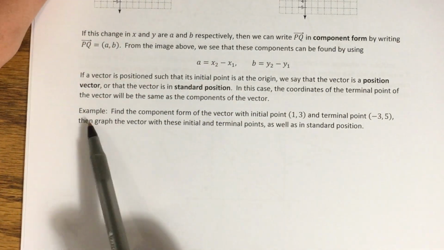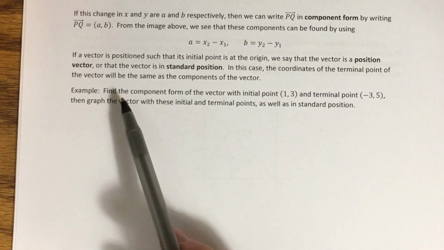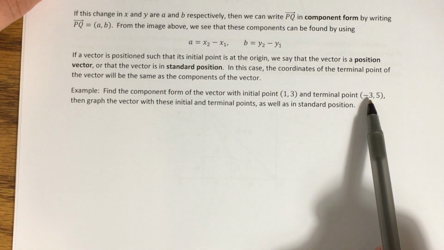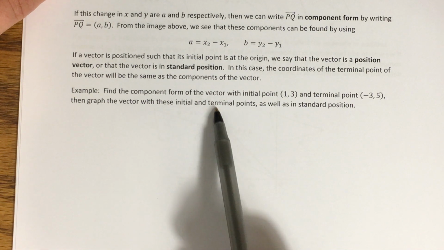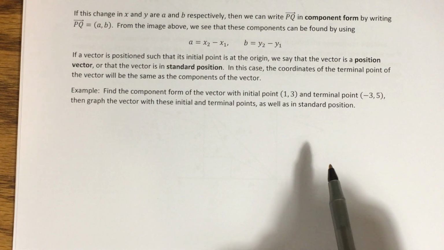Okay, so here's an example to help work with some of these terms. We want to find the component form of a vector that has the initial point 1, 3 and the terminal point -3, 5. And then we want to graph the vector with those initial and terminal points, as well as graphing the vector in standard position.